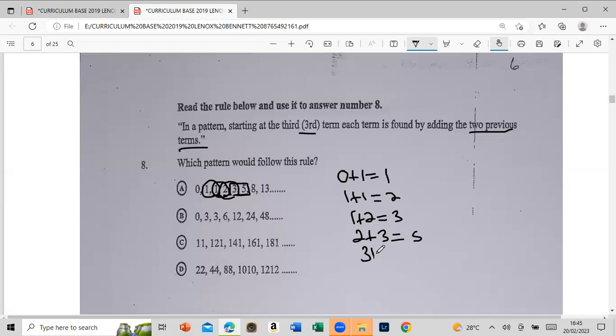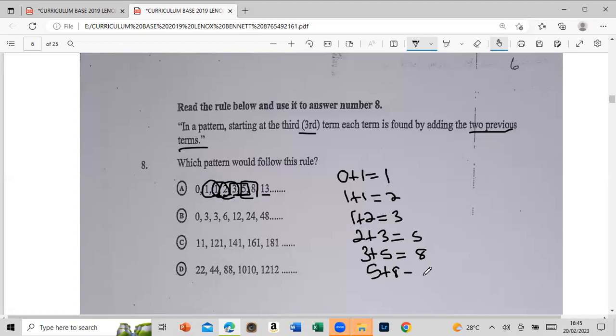Notice I could have stopped already and said, oh, it is that. Guys, I don't want you doing that. Do not assume that is correct. Continue. So we have 8, and the next is 13. So we add these two, 5 plus 8, and that is indeed 13.